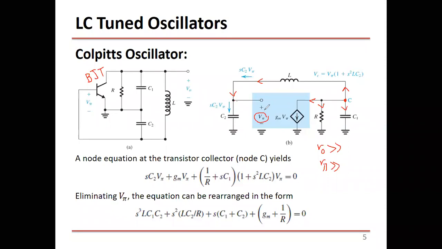So V pi divided by the impedance of this capacitor. You remember the impedance of a capacitor is 1 over j omega C, right?